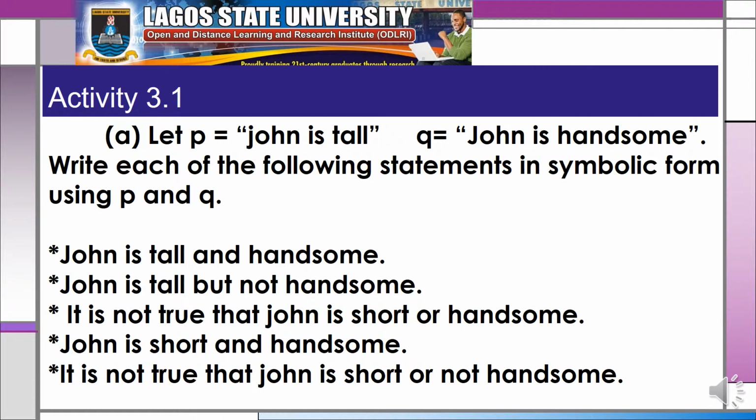Let P equals John is tall, Q is John is handsome. You have 2 letters there, P and Q. You have to translate each of them into symbolic form. They are already in English, simple sentences. You have to translate them into what? Symbolic form. John is tall and handsome. The word and there, the operator connected there is the AND operator. So you can treat the rest as discussed in lesson 1 and 2.